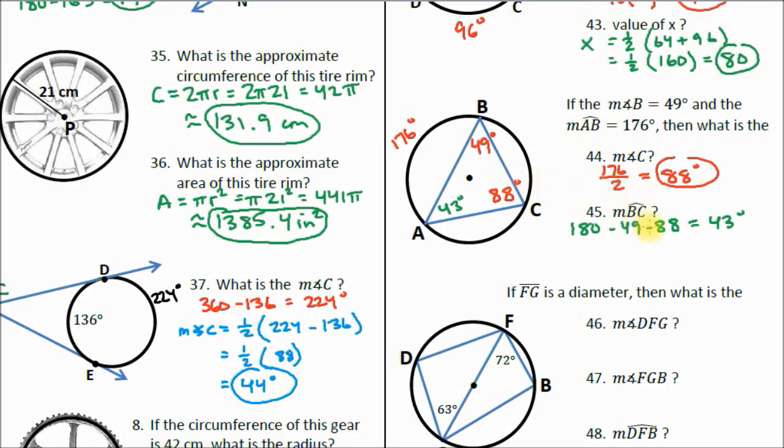And now we know that to find the measure of arc BC, we're going to double that. So 43 times 2 is 86 degrees. And there is our answer.